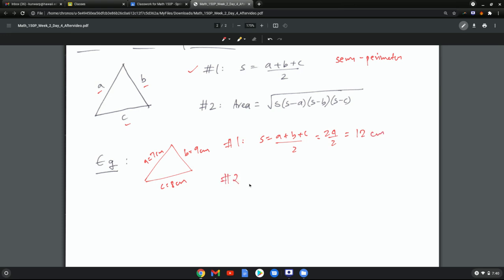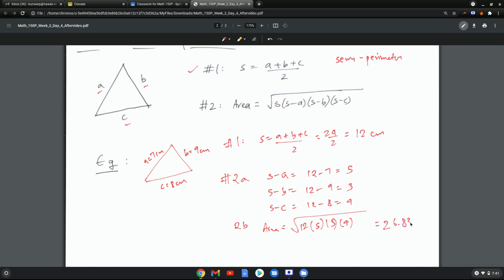Now step 2, I'm going to break down into a few different steps. I already have S. Let's say I calculate S minus A separately. So 12 minus 7 is 5. S minus B separately, 12 minus 9 is 3. And S minus C separately, 12 minus 8 is 4. So let's call this 2A. And then in 2B, I find the area as the square root of S, so you plug in 12, 5, 3, 4. The square root of 12 times 5 times 3 times 4 comes out to 26.83 square centimeters.